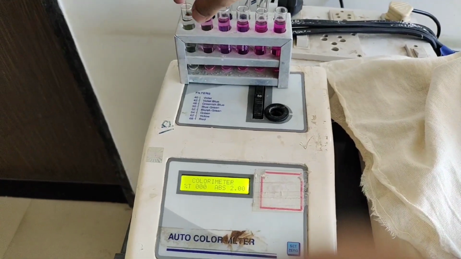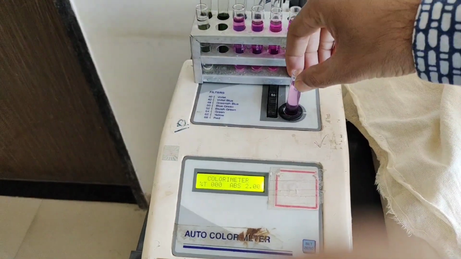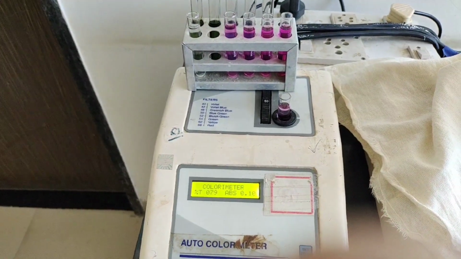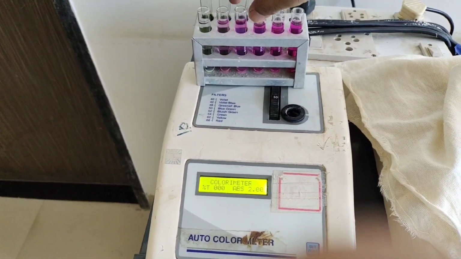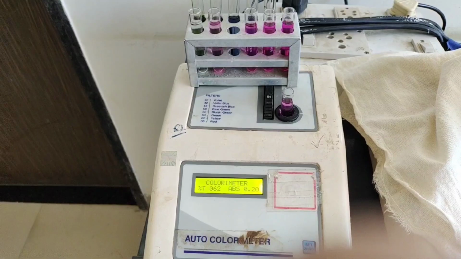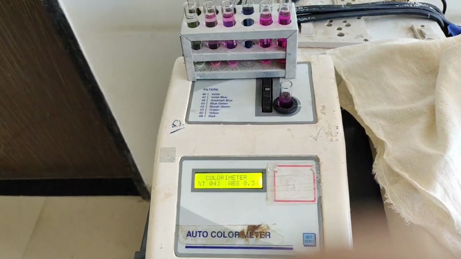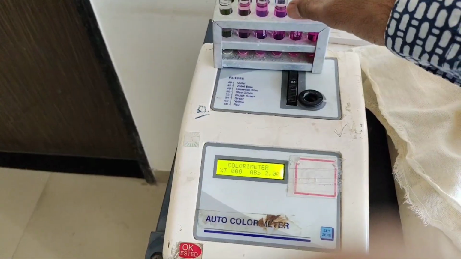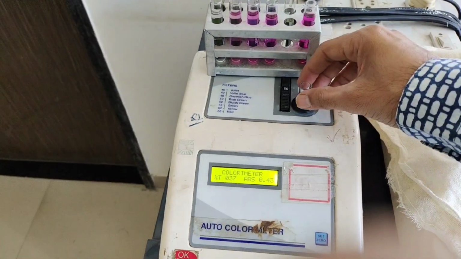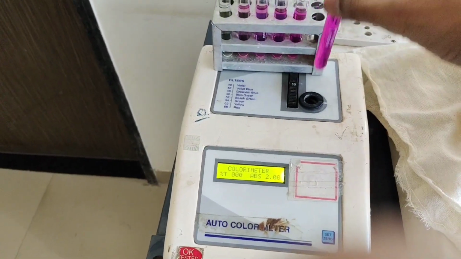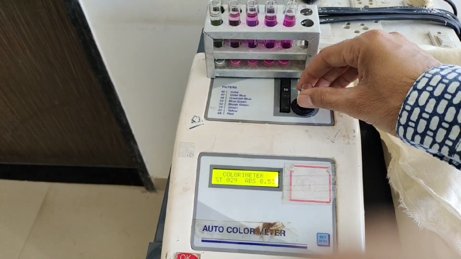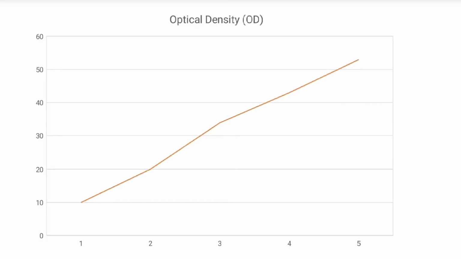Now we will see the OD of all the colored test tubes one by one. First sample has OD of 10. OD of second is 20. OD of third is 34. Fourth one has OD of 43. And last sample has OD of 53. Now if we make a graph of these values, we can see the line is almost at 45 degrees. Means OD is directly proportional to the intensity of color.